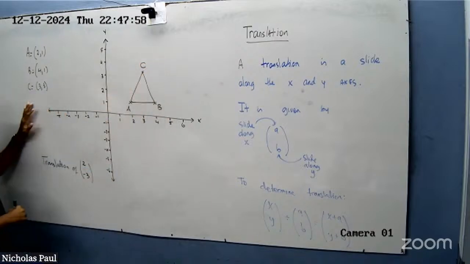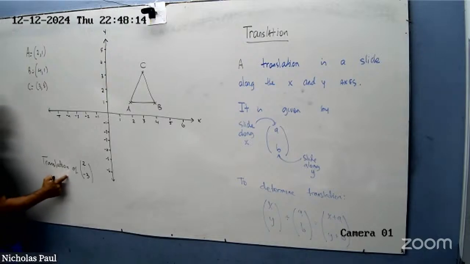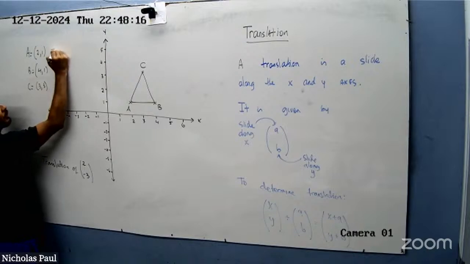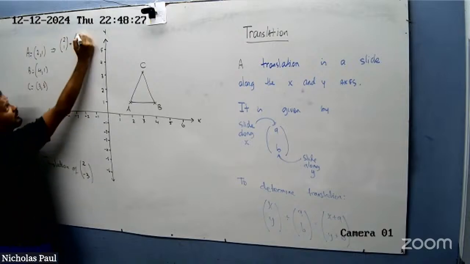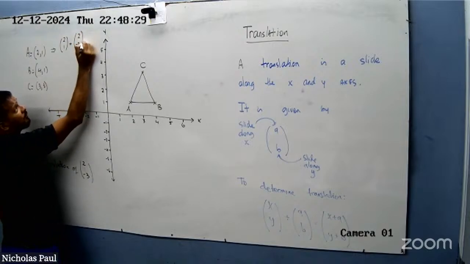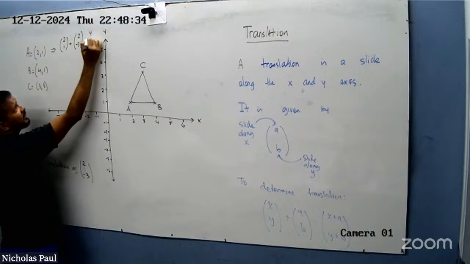All right? So we're going to do a translation. I am going to help you with 1 point, and you're going to do the rest. Watch here. Watch for a minute now, please. So I want to translate E. I'm going to write E like this, 2, 1. And then I am going to add, as I showed you down there, the translation 2, minus 3. 2 plus 2 is 4. 1 plus minus 3 is minus 2.